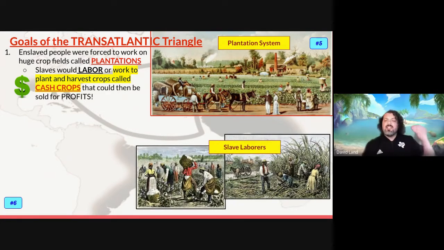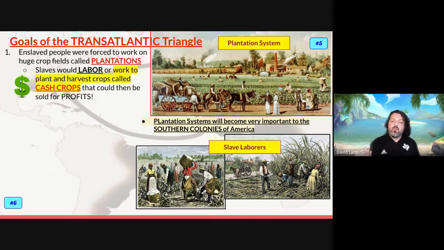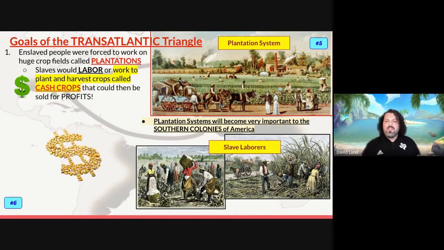These slaves, whether it was the natives or the African slaves, as we'll see, were forced to work on these plantations so that those crops could be collected or harvested. This means that the South of America, or the southern colonies, are going to become huge because the South is going to be the home of plantations, as we will learn.